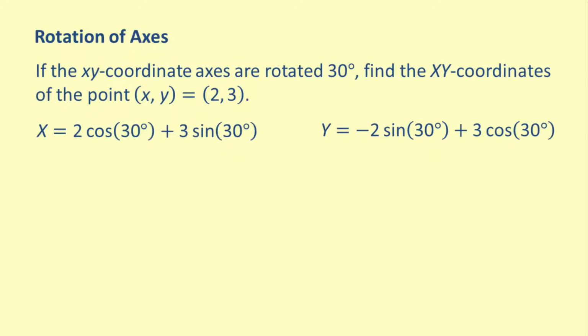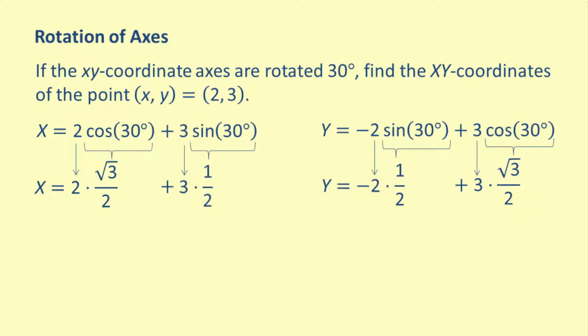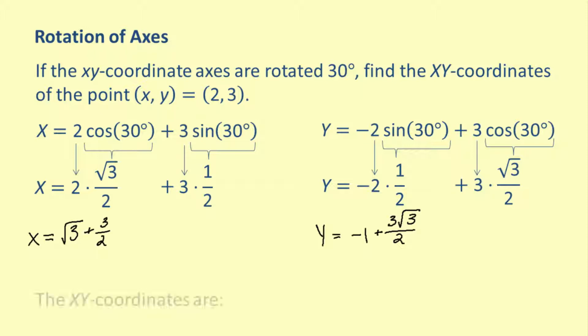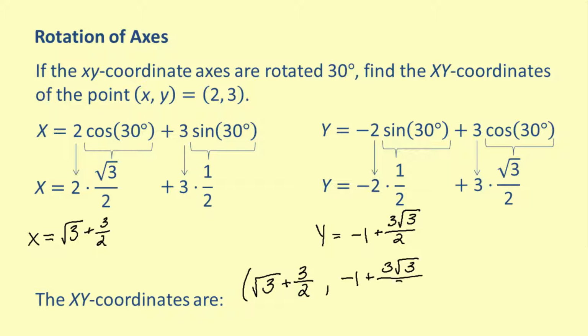Since cosine of 30 degrees equals the square root of 3 over 2 and sine of 30 degrees equals 1/2, these equations simplify to capital X equals the square root of 3 plus 3/2 and capital Y equals negative 1 plus the quantity 3 times the square root of 3 over 2. Therefore, the capital XY coordinates are (the square root of 3 plus 3/2, negative 1 plus the quantity 3 times the square root of 3 over 2).